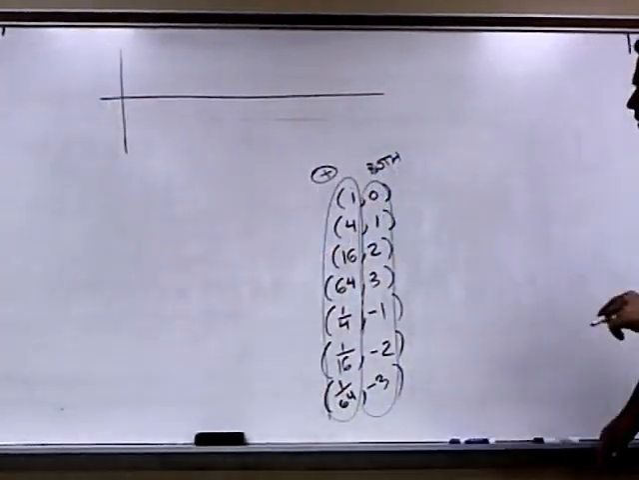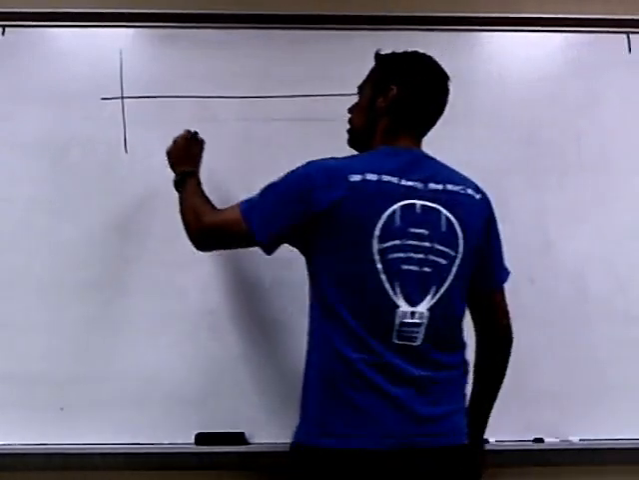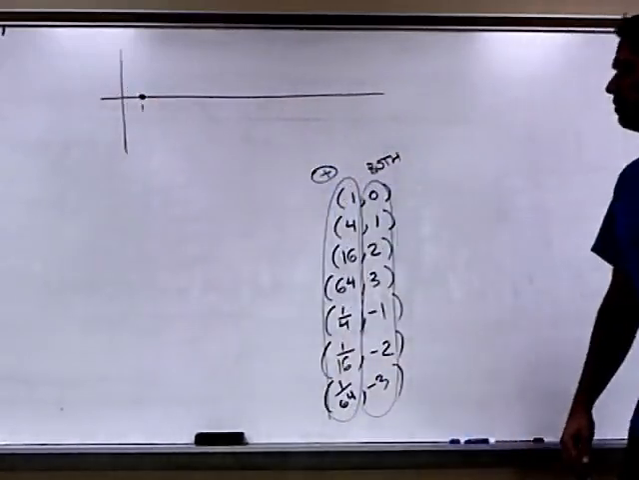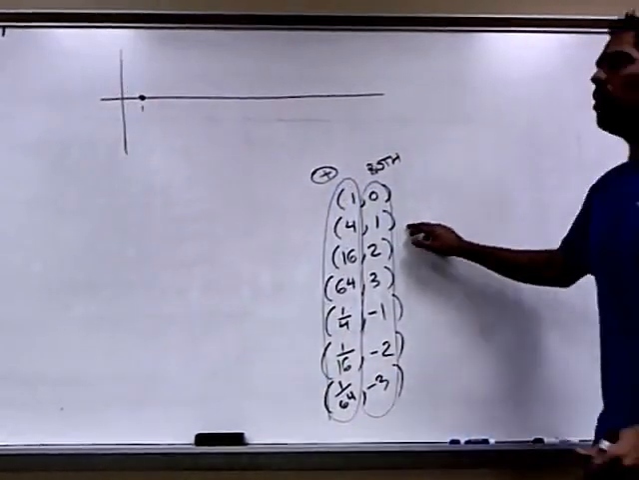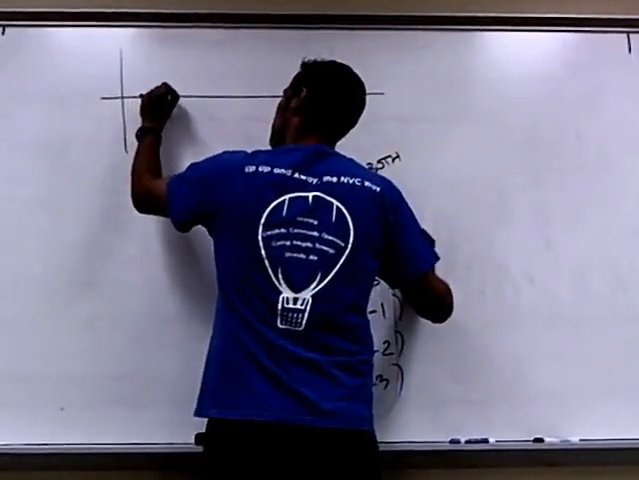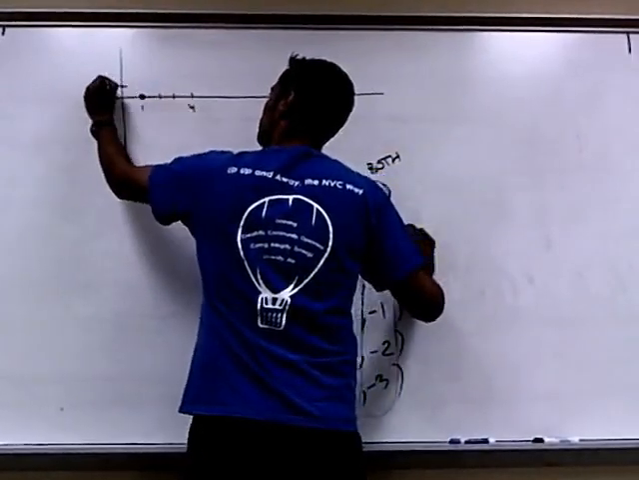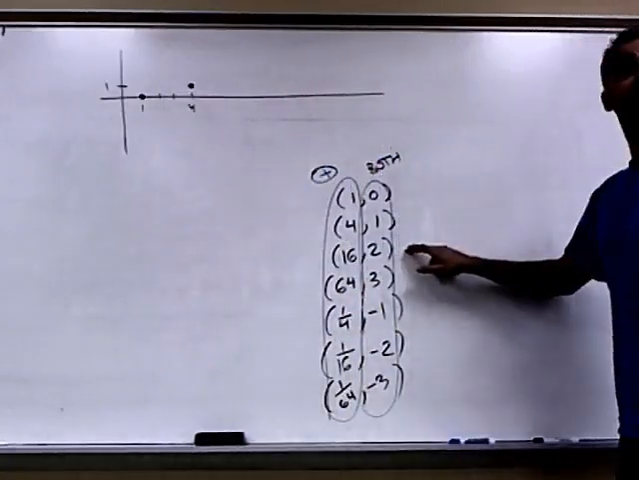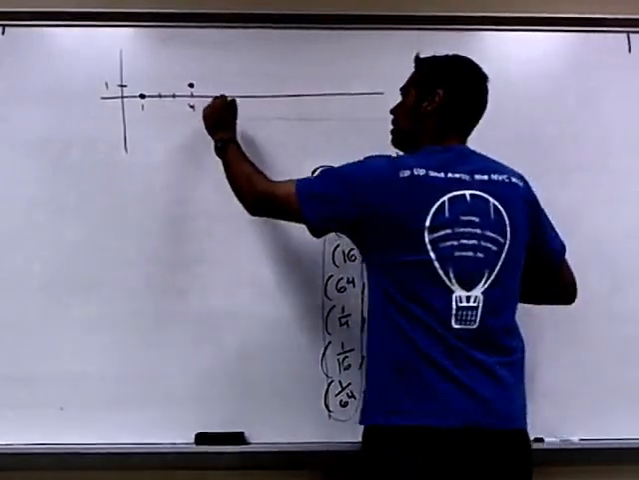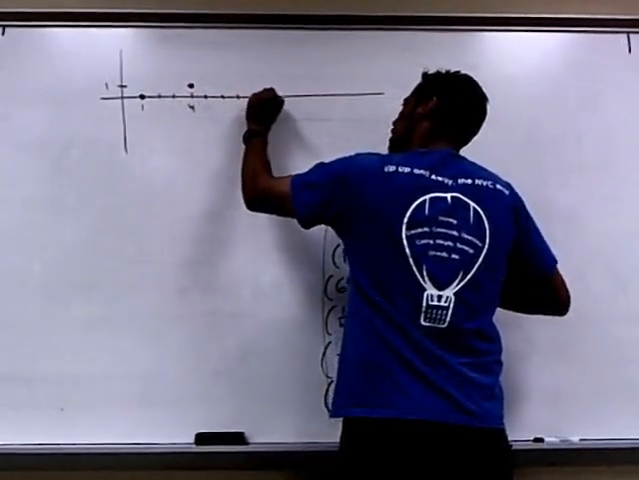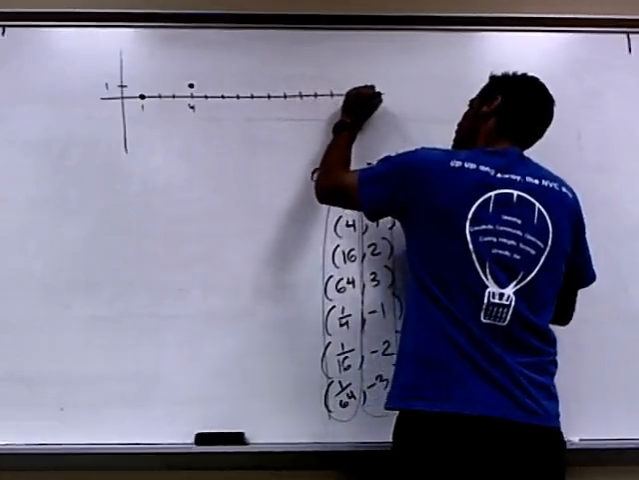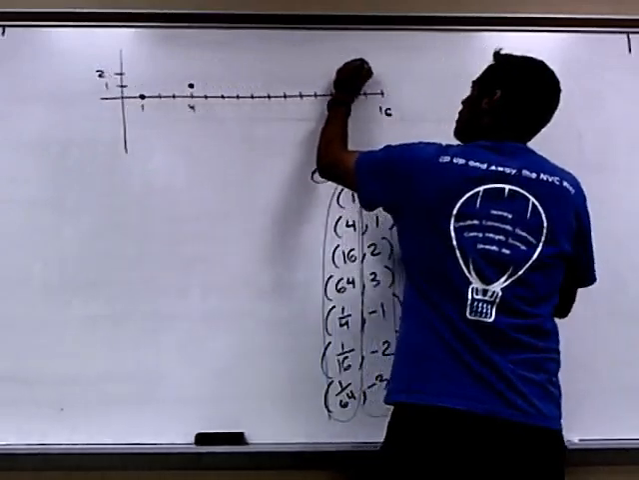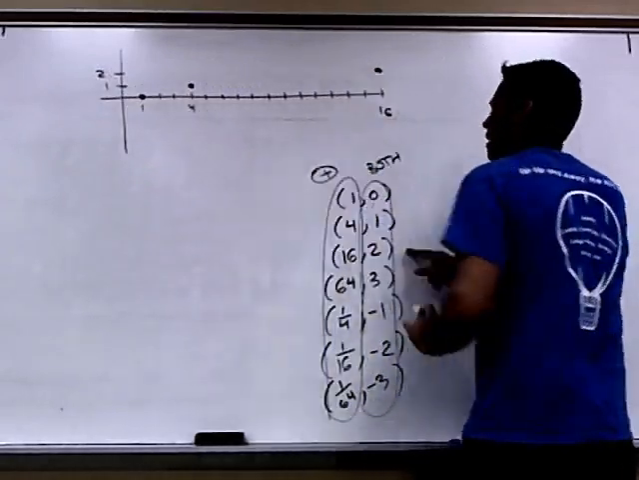All right, let's start with the first point. (1, 0) is here, right? Next one is (4, 1). Out 4, up 1, here. Next one, (16, 2). That's way out there. Somewhere around there, right? Where's the next one?